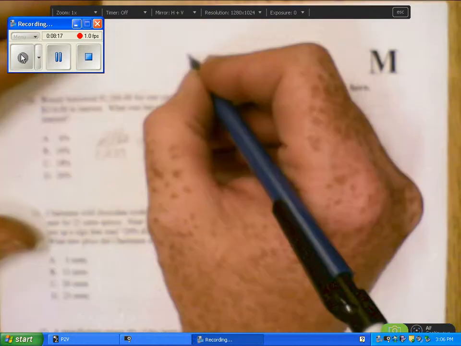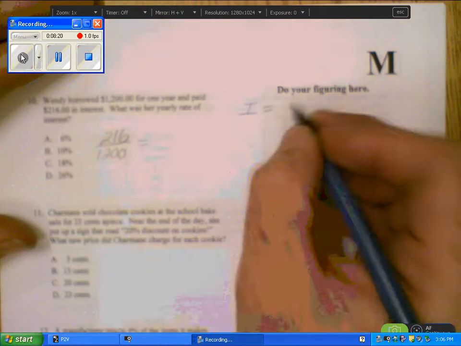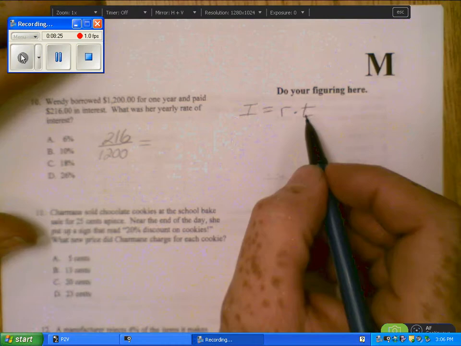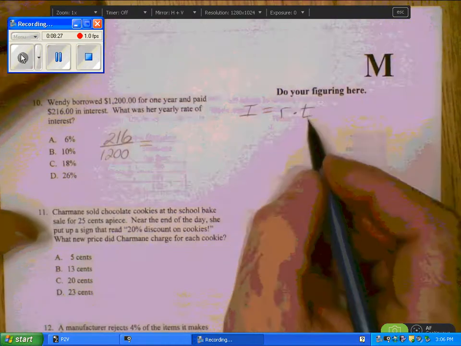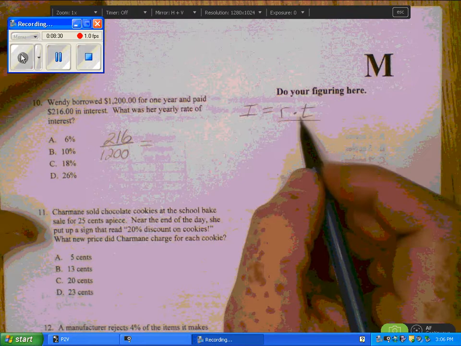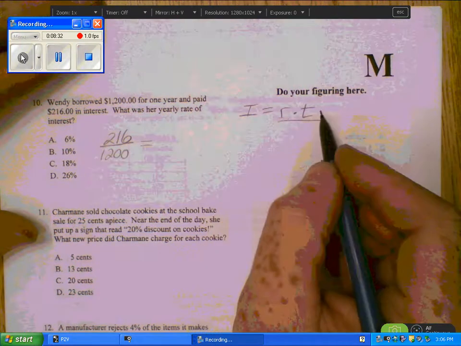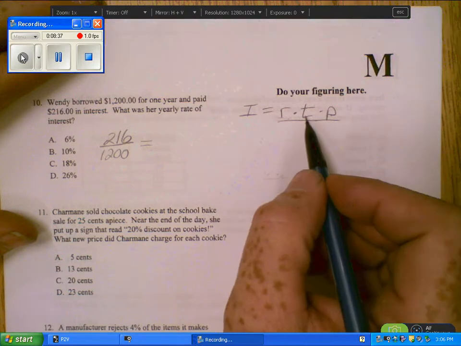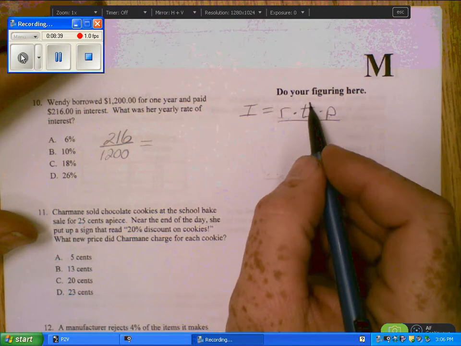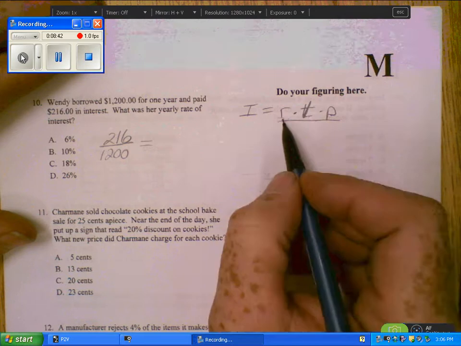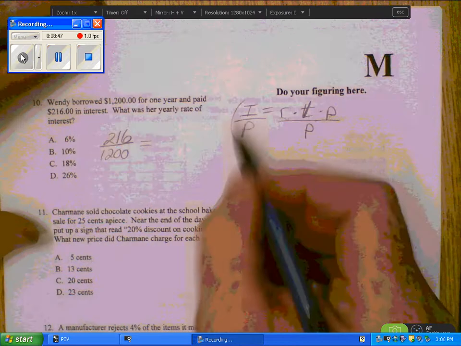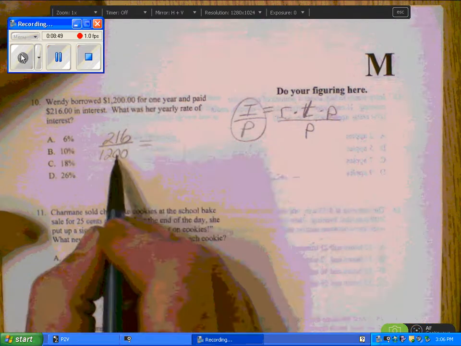The formula is actually interest equals rate times time times principal. Sorry, I forgot the principal at first. It's 1 year, so time is just 1, and we really don't have to worry about that. We divide both sides by the principal. The principal is the amount that you borrowed, so you're just taking the interest divided by the principal. We divide that out.